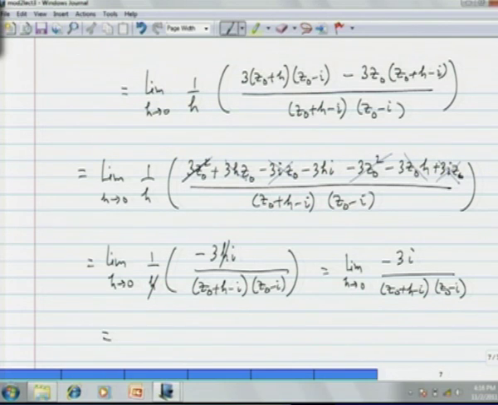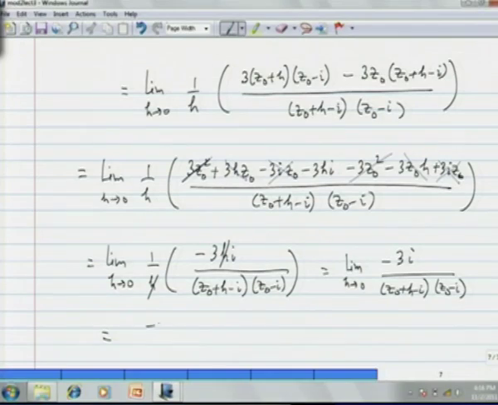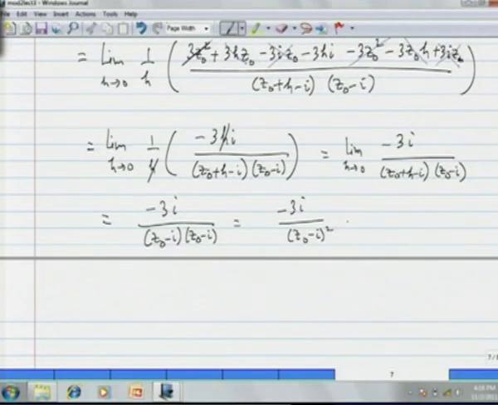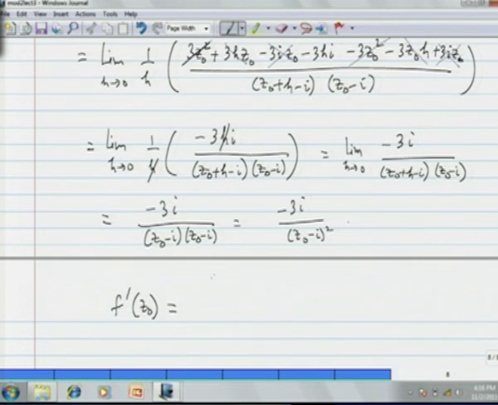Notice that this is a rational function of h in some sense, where z naught and I and other things like 3 etcetera are constants. So, the value of this rational function as h goes to 0 is obtained by substitution h equals 0, like I commented earlier. So, then this is minus 3 I by z naught plus, now h can be assumed to be 0, so this is z naught minus I times z naught minus I. So, you get minus 3 I by z naught minus I square. Since this limit exists, not only does it exist, we have found out what f prime of z naught is. So, f prime of z naught is minus 3 I by z naught minus I squared.